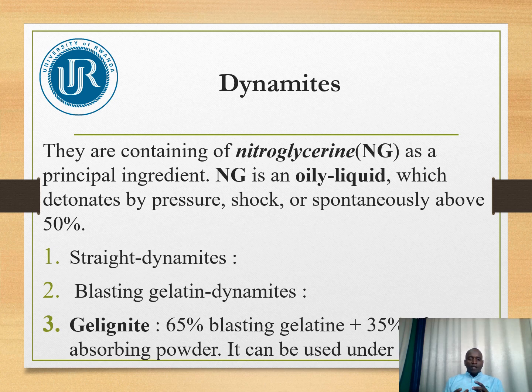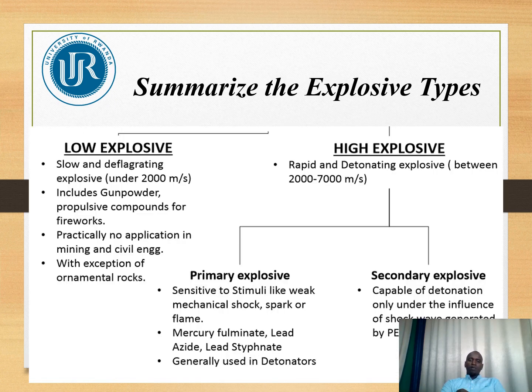Dynamites contain nitroglycerin as a principal ingredient in oil, which detonates by pressure shock or spontaneously above 50%. Straight dynamite and blasting gelatin dynamite are examples.